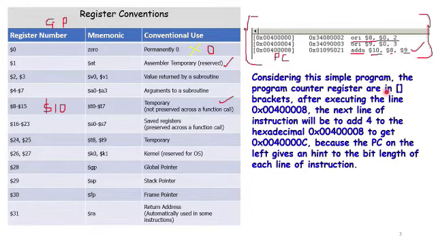So let's see. Considering this simple program, the program counter values are in brace brackets, all these here. Okay, the next line of instruction will be to add 4 to this hexadecimal. You add 4 to it, and it's going to give you a C. Now, in hexadecimal counting, I'll tell you why we get a C here.